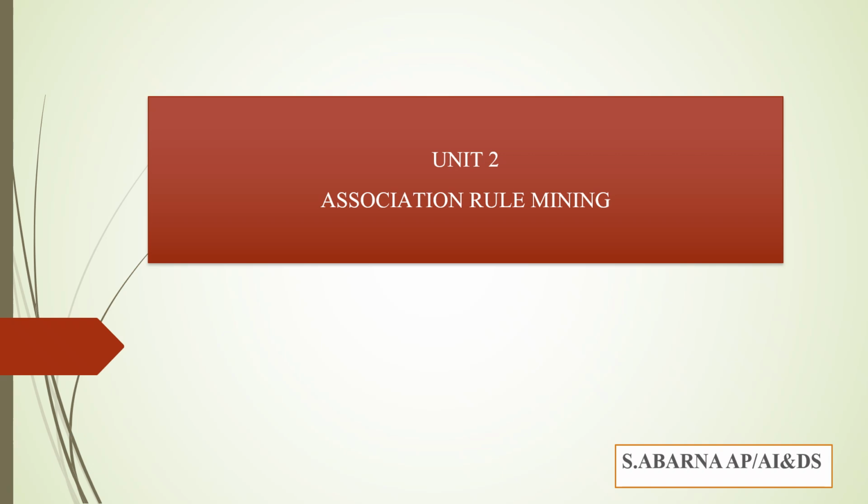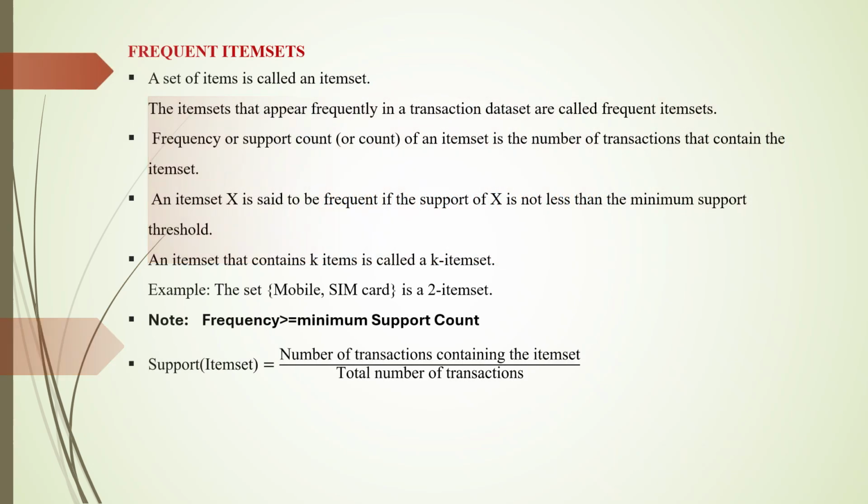Today we are going to see about association rule mining. We are going to understand a very important concept in data mining. First one is item set and second one is frequent item set. A group of items is called an item set. For example, if a customer buys milk and bread, the combination is an item set.